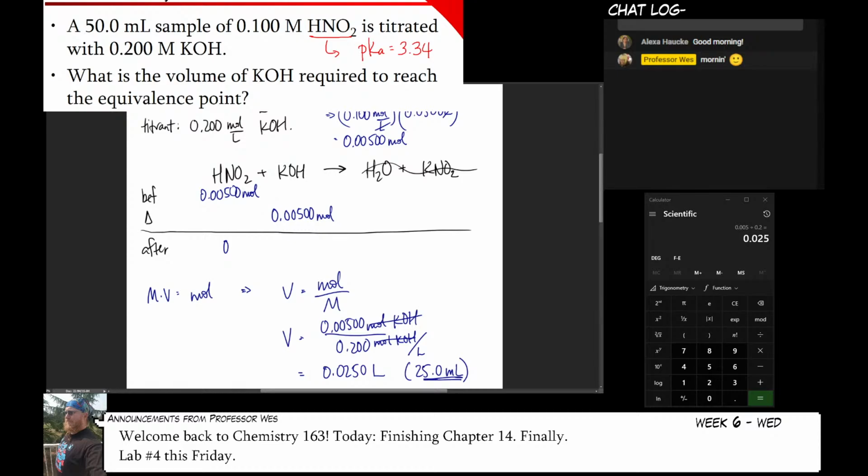So you might look at that number and go, oh, well, that makes sense because the molarity is twice as much for the base as it is for the acid, so it should take half the volume. And indeed, that is actually exactly what happens. So there's the first problem.